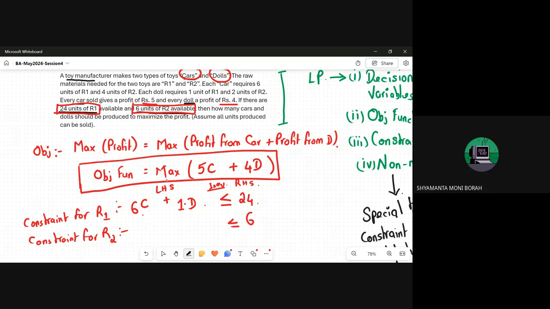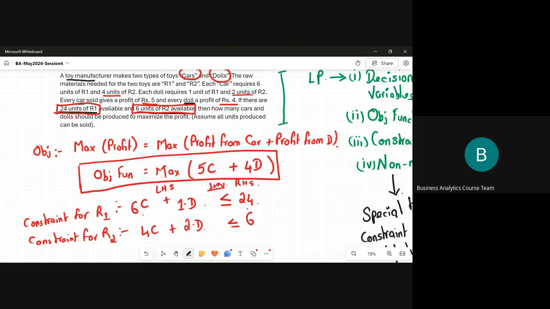4C plus 2D, exactly. 2D must be less than or equal to 6. So this is going to be your second constraint. Why? For every car that I make, I will consume 4 units of R2. For every doll that I make, I will consume 2 units of R2. So if I make C cars, 4 into C, plus D dolls, 2 into D, that must be less than or equal to what is available.